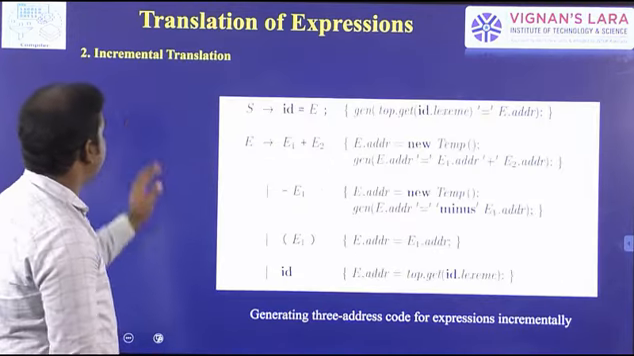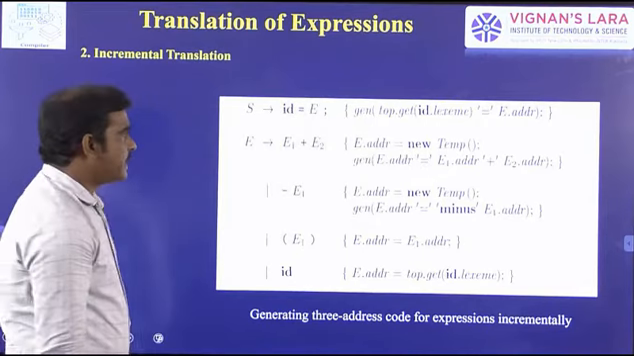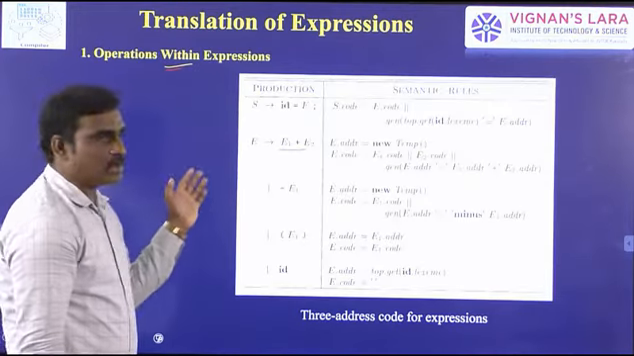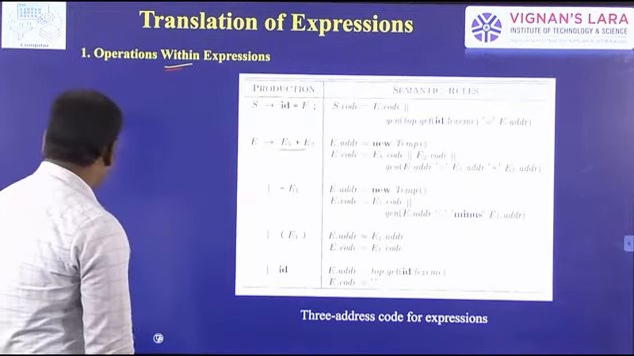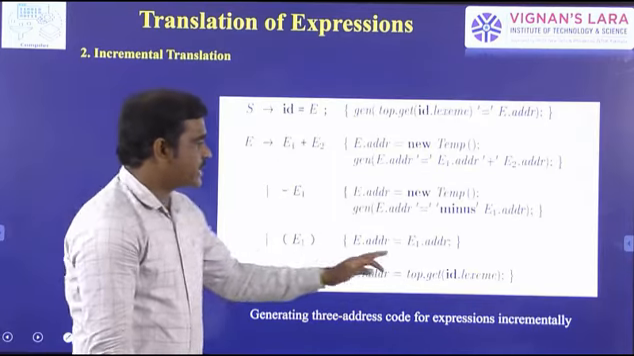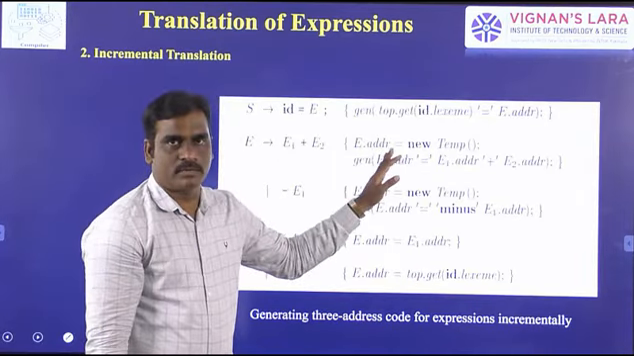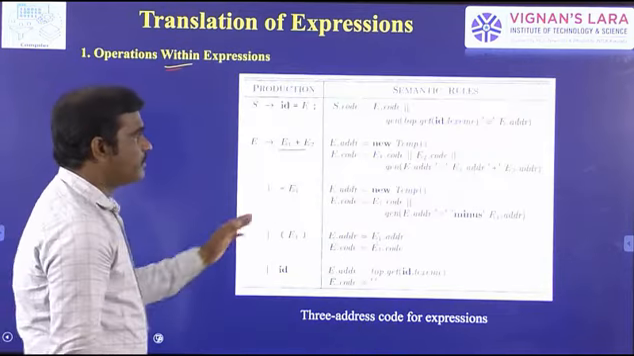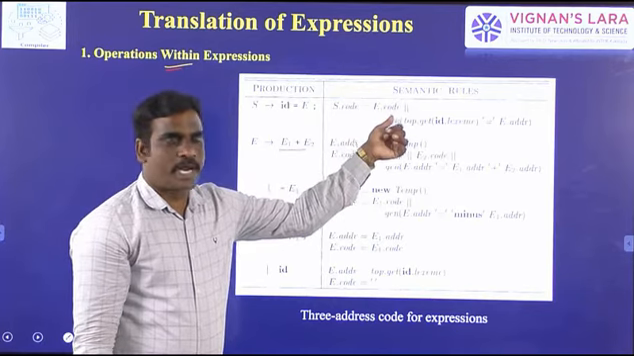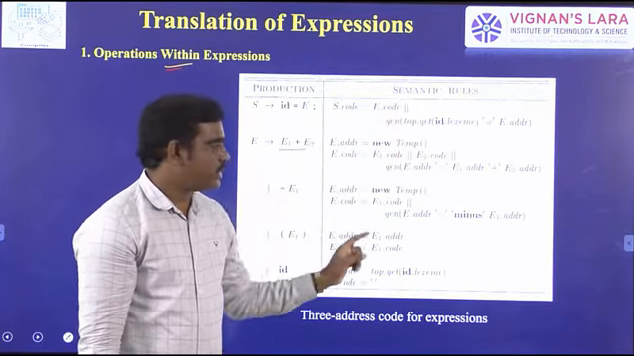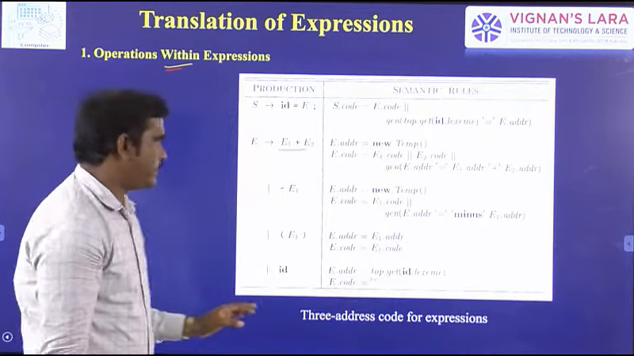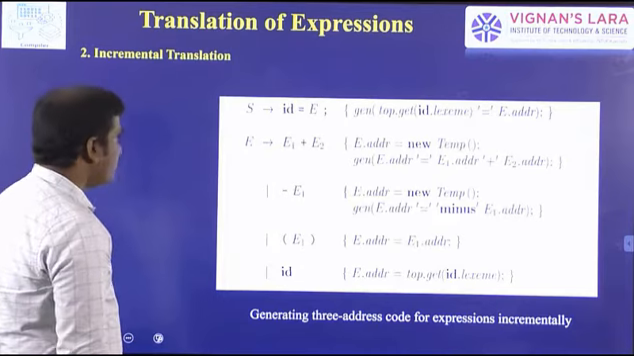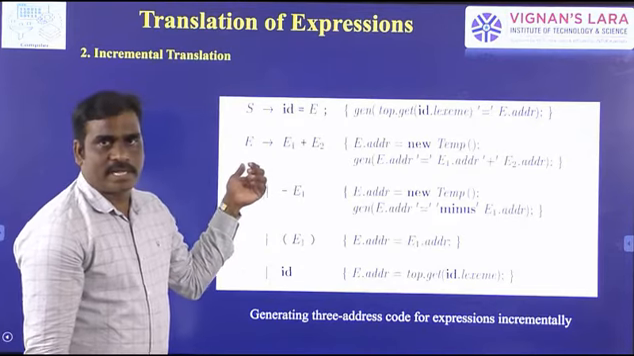The next one is incremental translation. These productions and the previous productions are almost the same. The only difference is that here we are using only the address attribute and lexeme, whereas in the previous case we used the code attribute, the address attribute, and the lexeme attribute. Here in this case we can directly calculate the value.